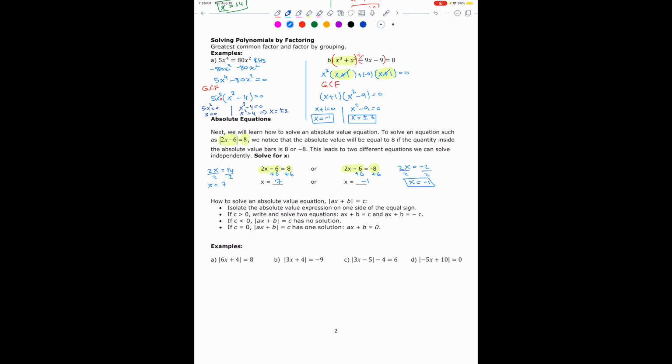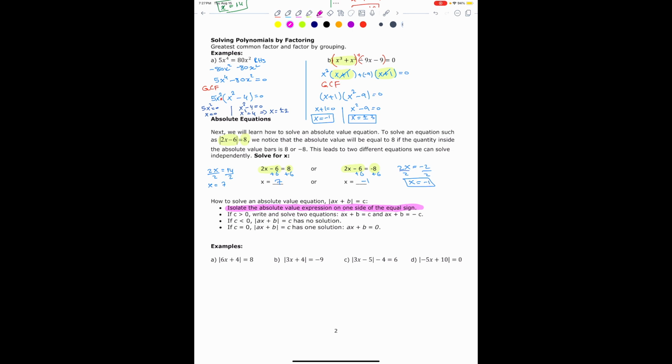So here are the steps to solve any absolute value equation. First, isolate the absolute value expression on one side of the equal sign. The absolute value has to be alone. If it has any other terms, whether they are added, subtracted, multiplied, or divided, we need to get rid of all of them.